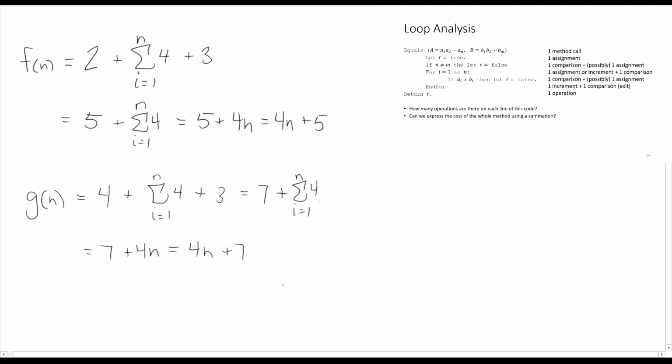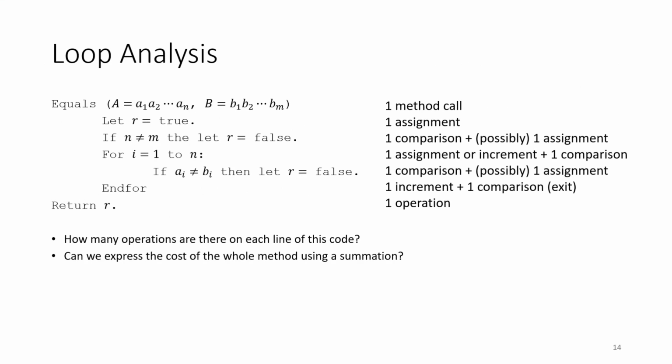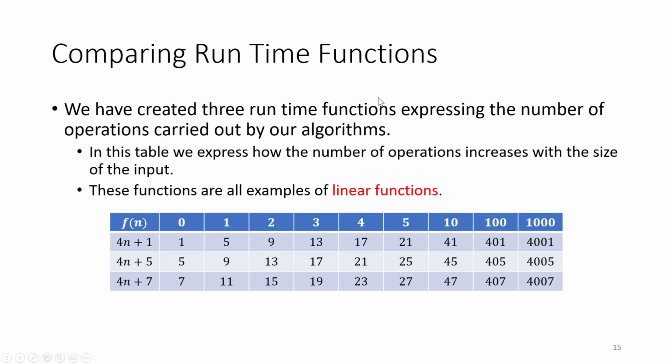So we've actually ended up here with 3 different functions expressing the runtime of our 3 different methods or algorithms that we came up with for these 3 different problems. The three different functions that we came up with, while different, are still fairly similar. So the 4n plus 7, the 4n plus 5, and the 4n plus 1.